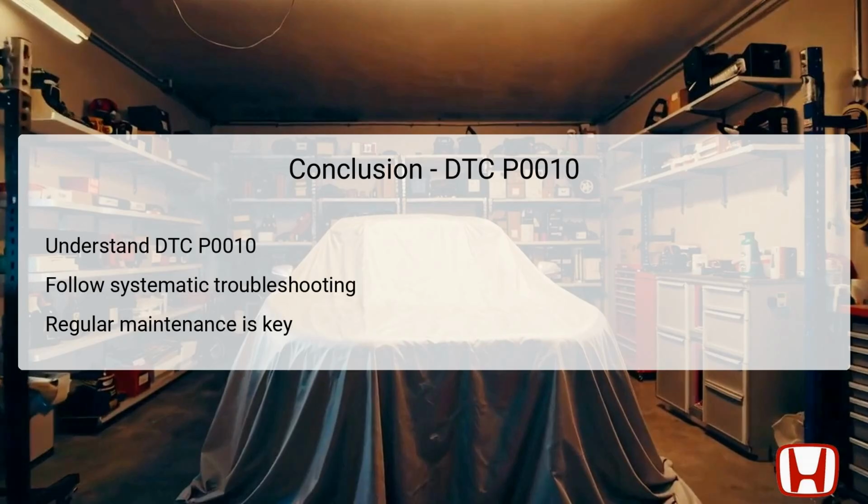Regular maintenance practices, such as keeping up with oil changes and monitoring engine performance, are vital to prevent DTC P0010 from reoccurring. By applying these principles, you can improve engine efficiency, reduce emissions, and prolong the life of your Honda Civic, benefiting both performance and the environment.